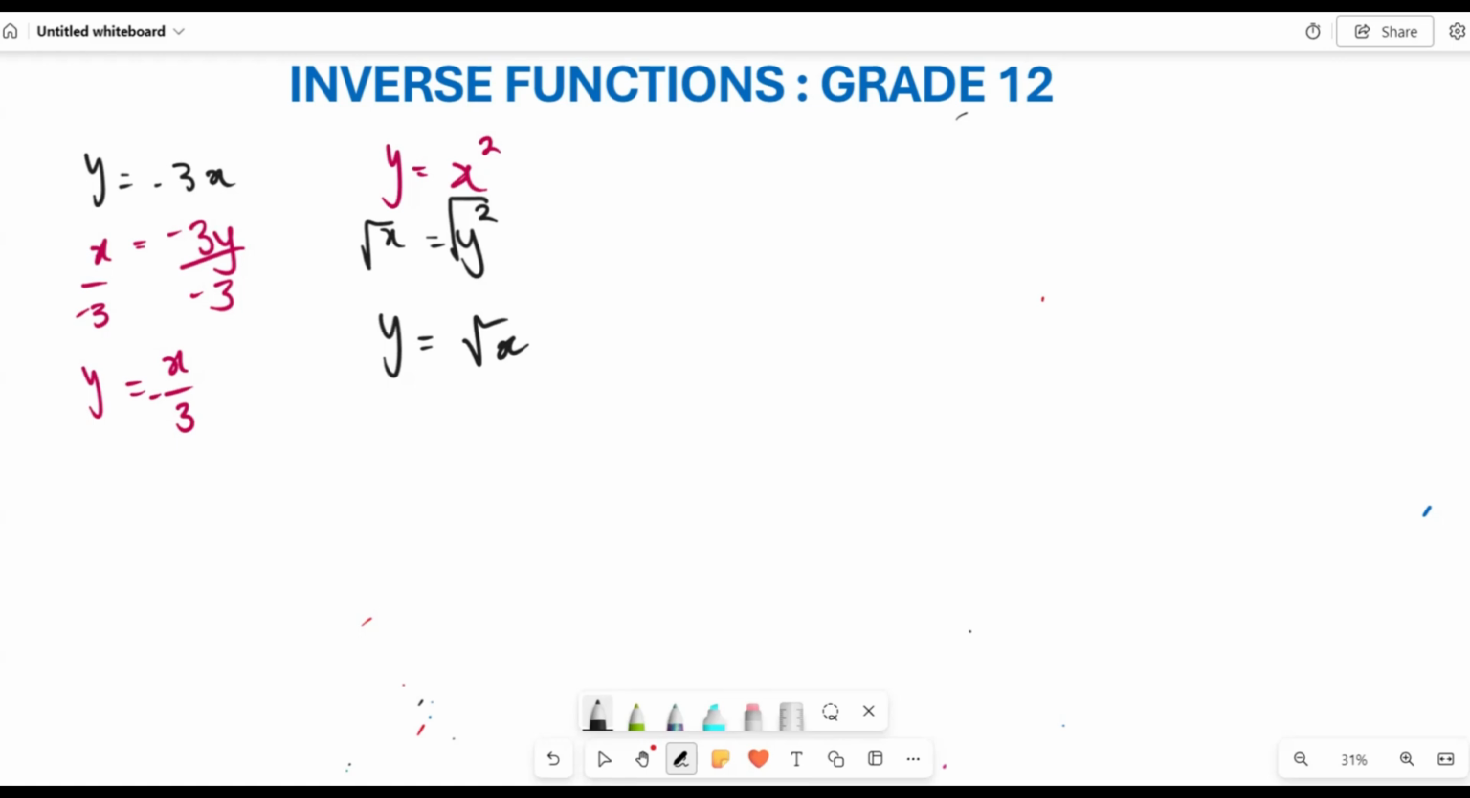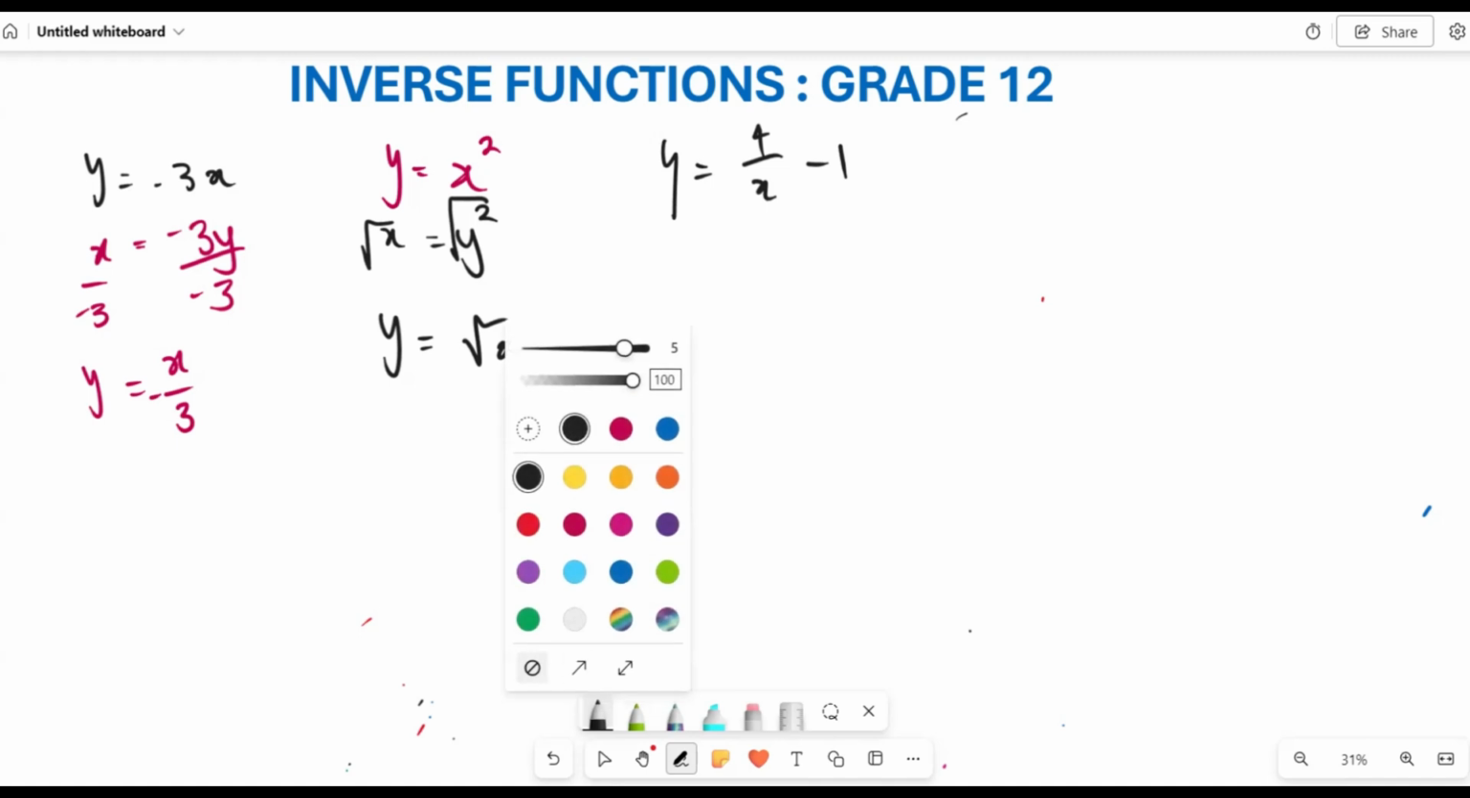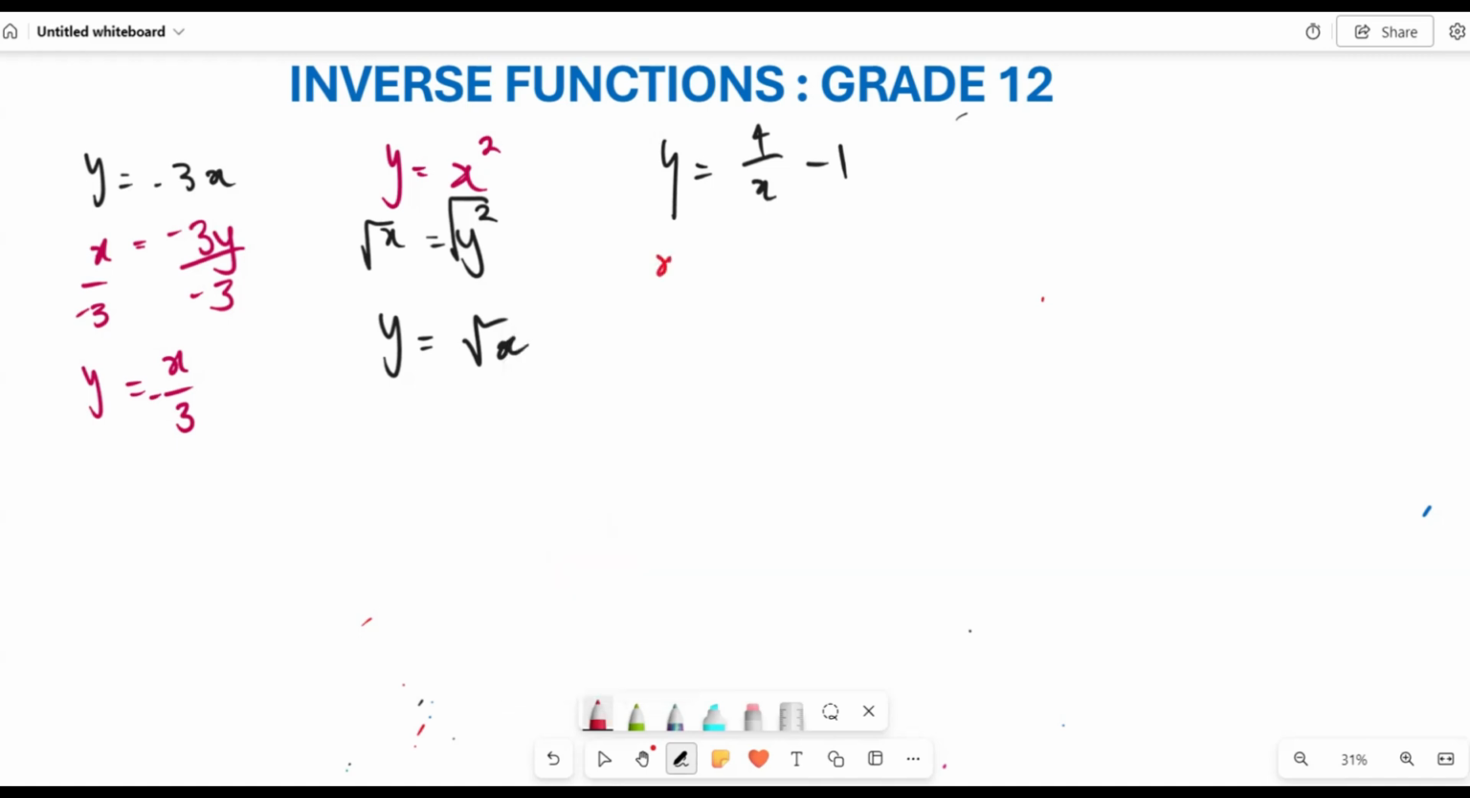Let's say now I give you a hyperbola where you have y = 4 over x minus 1. How can you find the inverse of this? Remember I said you start by switching values. So when you switch values, this is going to be x = 4 over y minus 1.